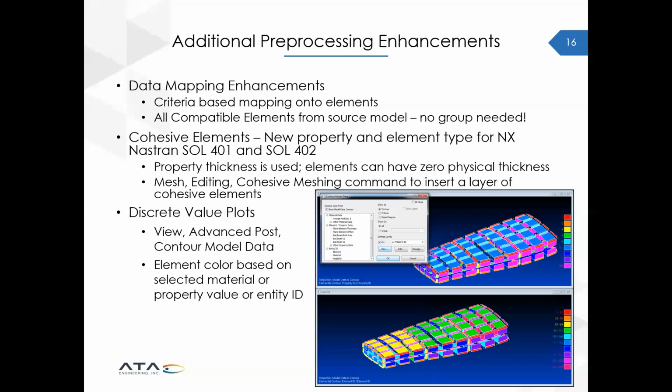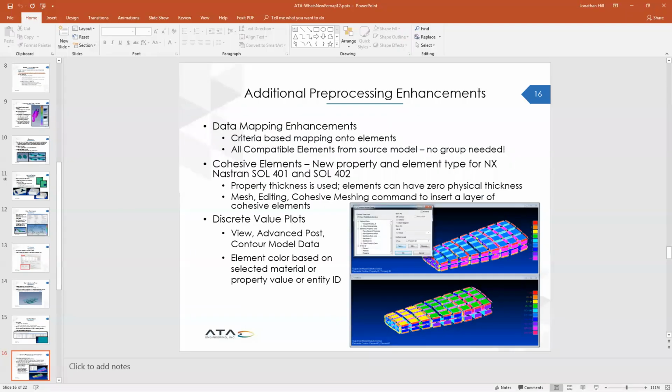Previously, or in addition, there are new discrete value plots. So this lets you plot all of your entities either based on selected material or property values, such as Young's modulus or a property thickness, or on entity ID. So these two examples over here, this top image the elements are colored based on property ID, and you can see over here that the legend is specifying, the red color is property 1. In the bottom, it's plotting element ID. So it's giving ranges. For example, these green elements are elements 85 through 112. So let's take a look at some of that in Femap as well now.